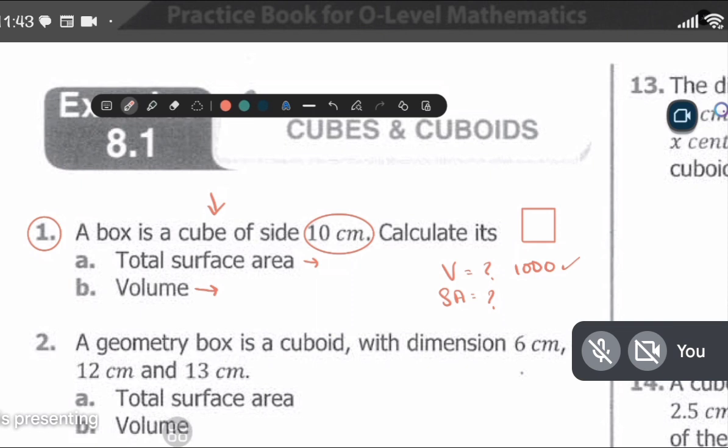Is it 3,600? Because it's 6 times 10 square. 6 times 10 square is 600. Okay, makes sense.